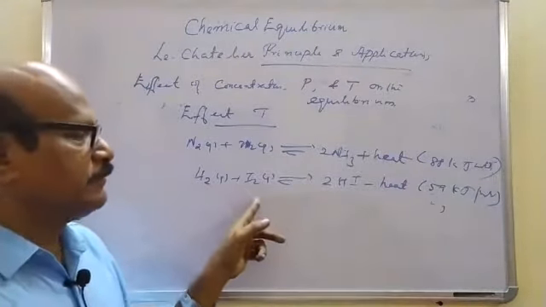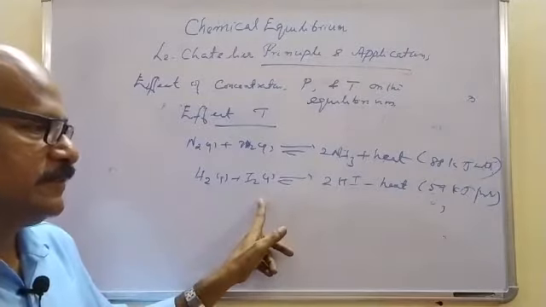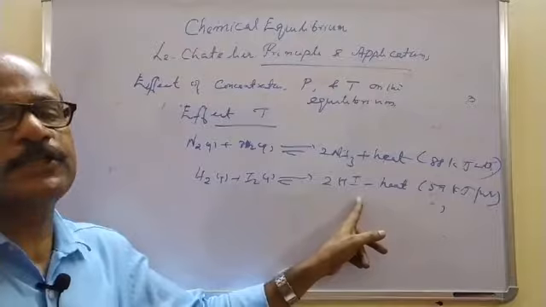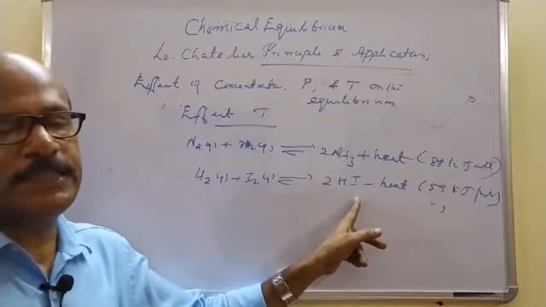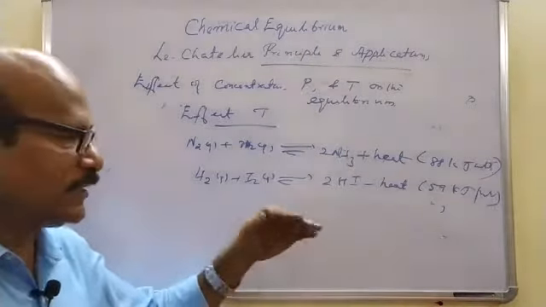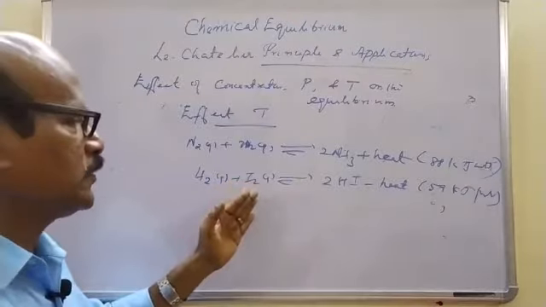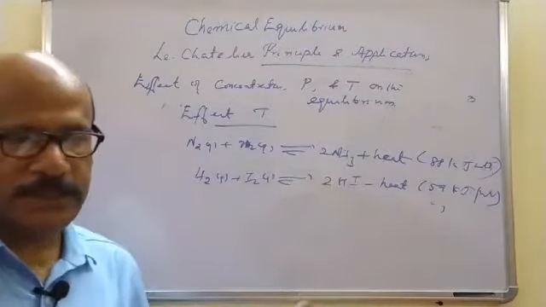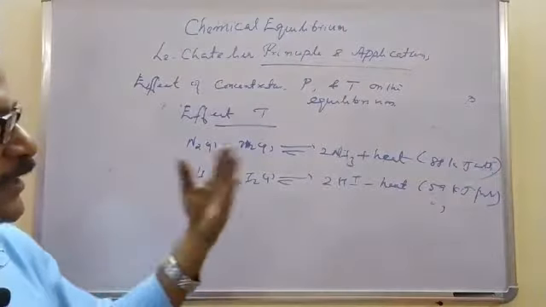If we increase the temperature, what happens? The forward reaction is favored because the forward reaction is endothermic. It shifts the equilibrium in the endothermic direction. So increase of temperature will favor the production of more HI because it is endothermic, forward reaction is favored.